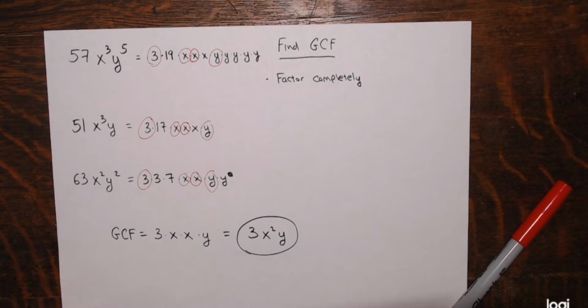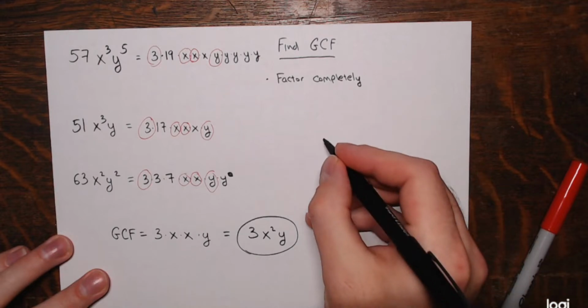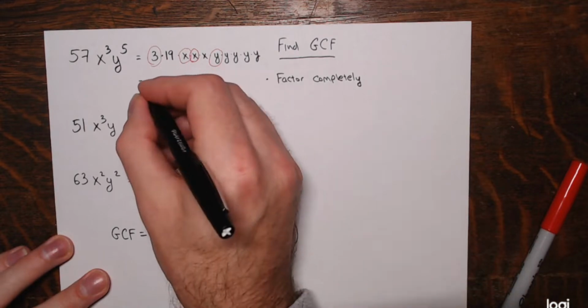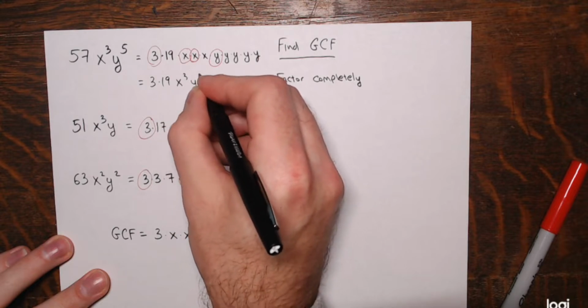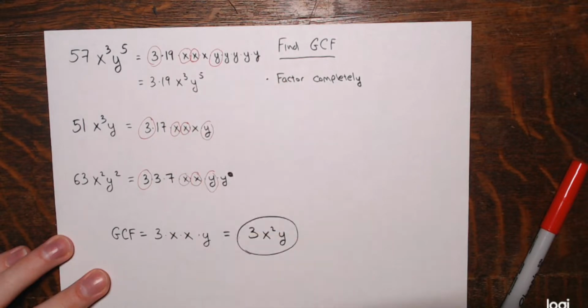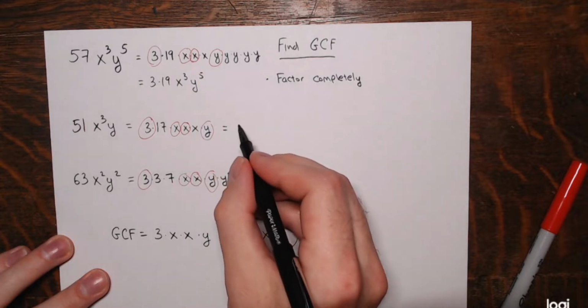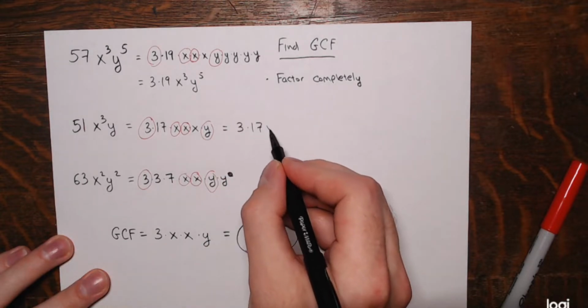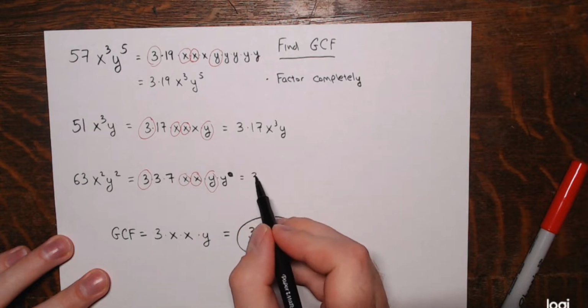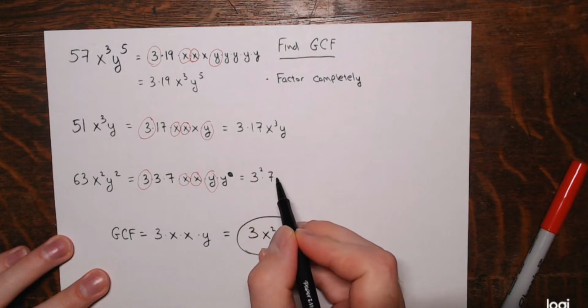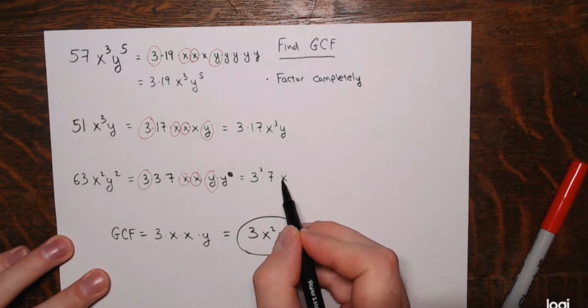So that's a long way of going about it. I think the short way would be to factor completely. Right, so this first one is 3 times 19 times x cubed times y to the fifth, and just keep powers. Same thing here, this is 3 times 17 times x cubed times y. This is 3 squared times 7, then times x squared y squared.